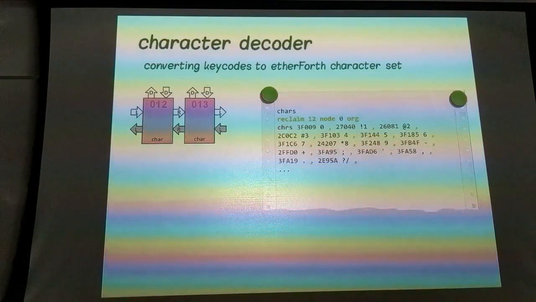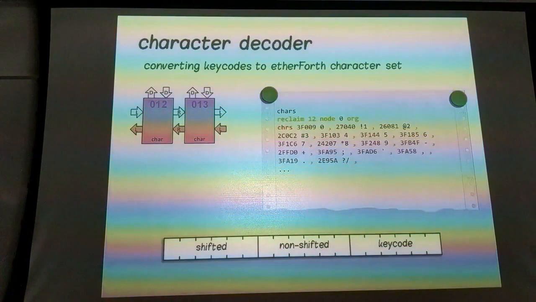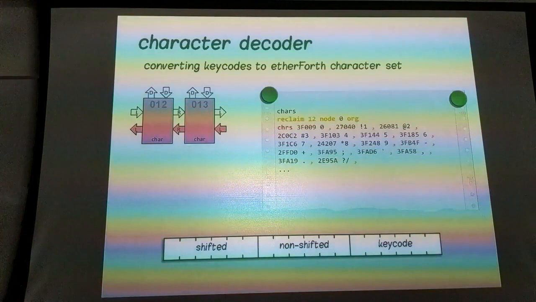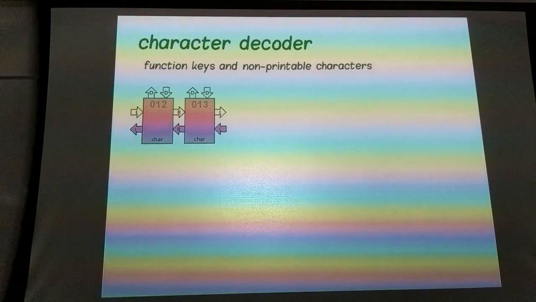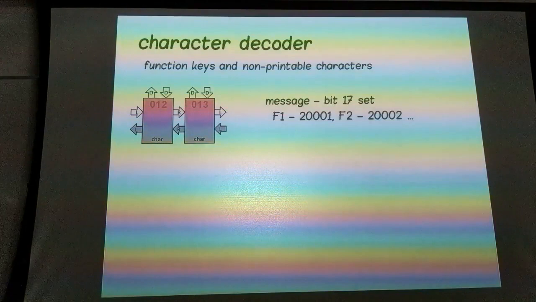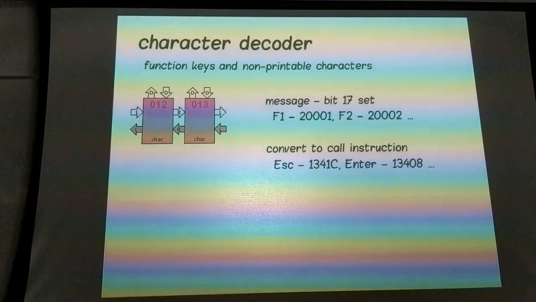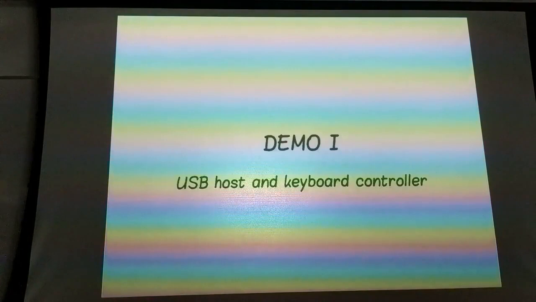What rests is a small set that we can store in a hash table. The table looks like this. Each word in the table contains a key code in the low 6 bits, which is used as an index. Non-shifted and shifted characters are then stored in middle and top 6 bits, respectively. Function keys and non-printable characters have no code in Ether4th character set. They can be encoded either as messages with bit 17 set, or they can be converted into call instructions that we can send directly to a target node for port execution.